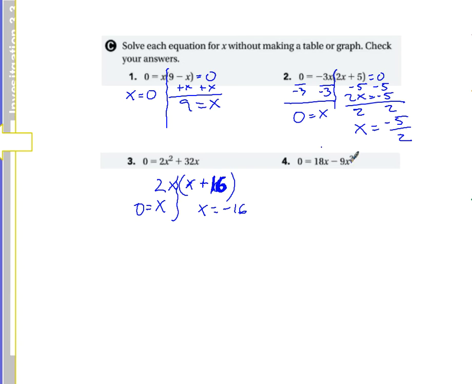For this expression, we have a greatest common monomial again. We have 9x, and that leaves 2 minus x. All right. Well, this is just going to be equal to 0 again, right? So x is equal to 0. And over here, add x, and we get x is equal to 2. Oh, that wasn't so bad.